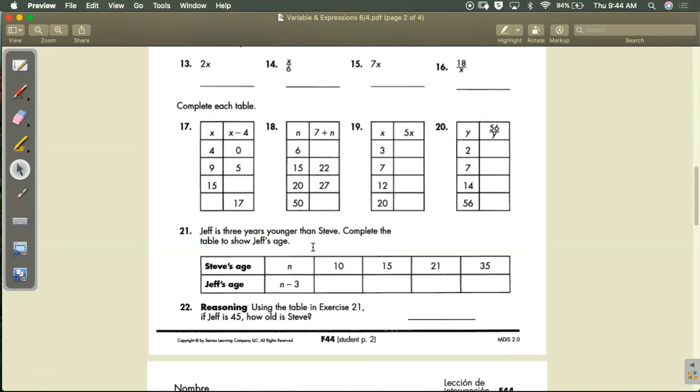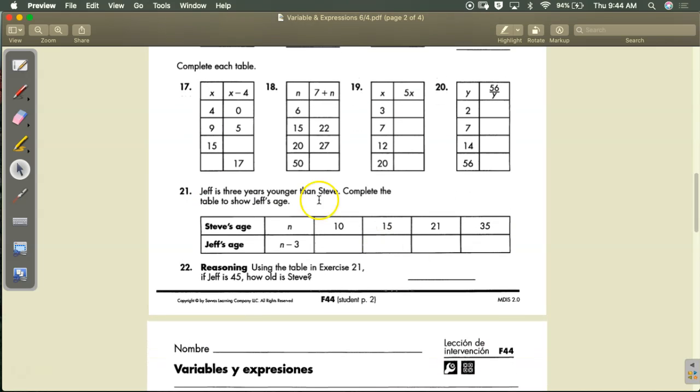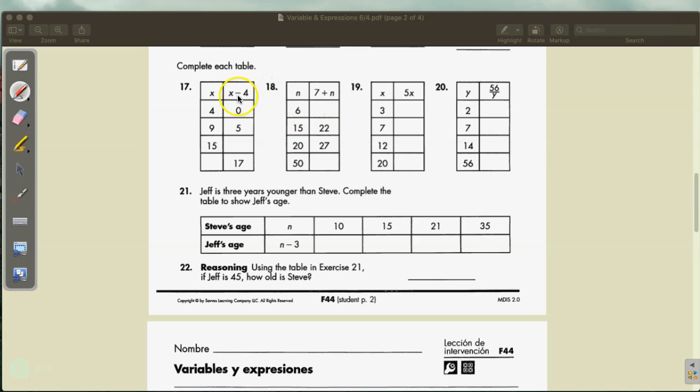And when you come to number 17, they already gave you the rule right here, minus 4. So x minus 4, here are your numbers for x. And right here, you kind of have to do something a little bit different to find this number here, because they already gave you the answer. You know the rule is minus 4, so this is where your little function machine can help.